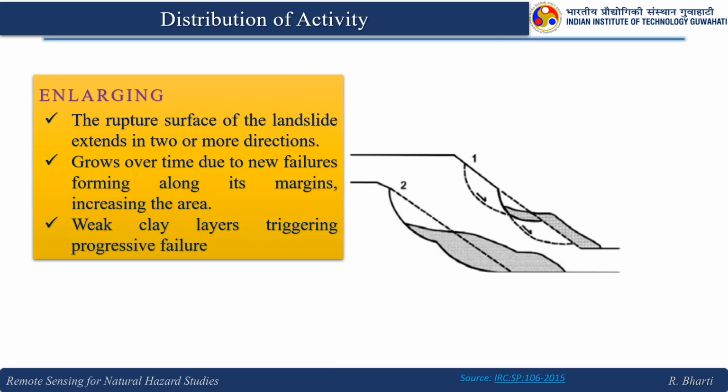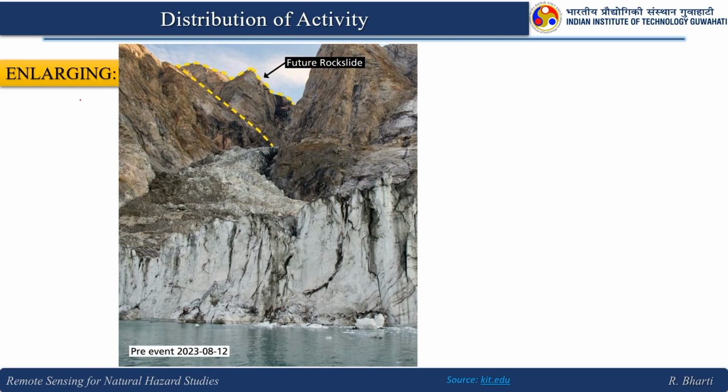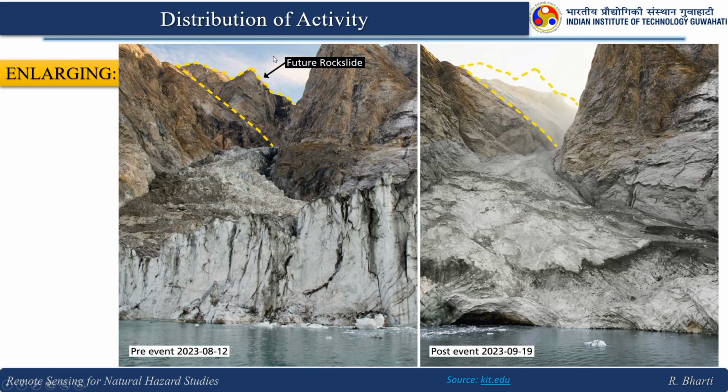Now comes the enlarging. The rupture surface of the landslide extends in two or more directions, and grows over time due to new failures forming along its margins, increasing the area, right. Then weak clay layer triggering progressive failure. So, here you can see how enlarging is happening, right. Here, in enlarging, just try to look at this particular feature, right. And in the next image, what has happened is this particular feature is missing, right.